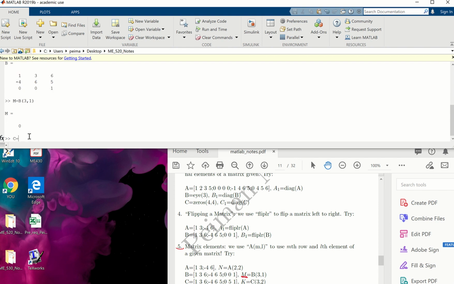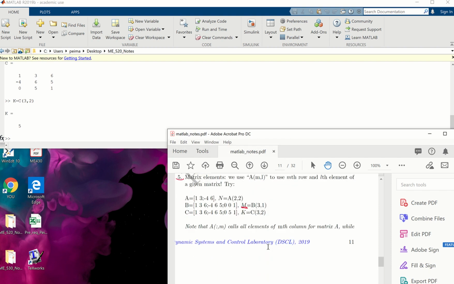Or matrix C is [1 3 6...]. Actually, it's like B, except that the last row is different: 0 5 1. Here we go. If I say K is equal to C(3, 2), third row, second element, third row, second column, it's going to be 5. Obviously, this is very important. So you can find that now.